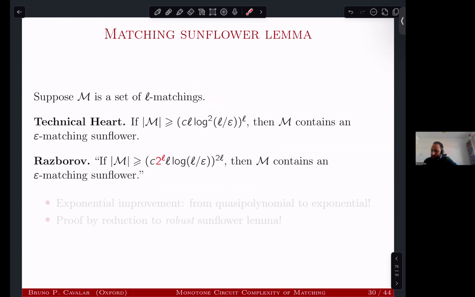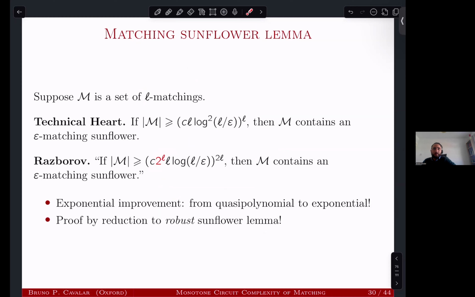And the only reason I'm showing you this is because you can rephrase Razborov's argument as showing that a family of this size contains an epsilon matching sunflower, using the traditional standard sunflowers that Jakob was talking about and another trick, but you get an exponential blow up on the bound. So it's exactly this exponential improvement that we give, which allows us to obtain a better bound. And perhaps surprisingly, the proof goes by reduction to the robust sunflower lemma.